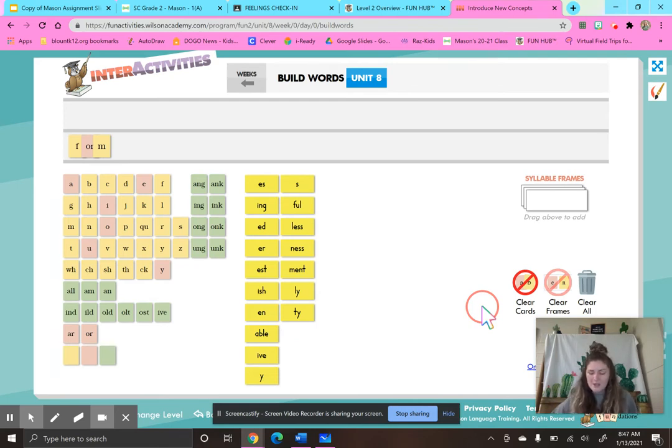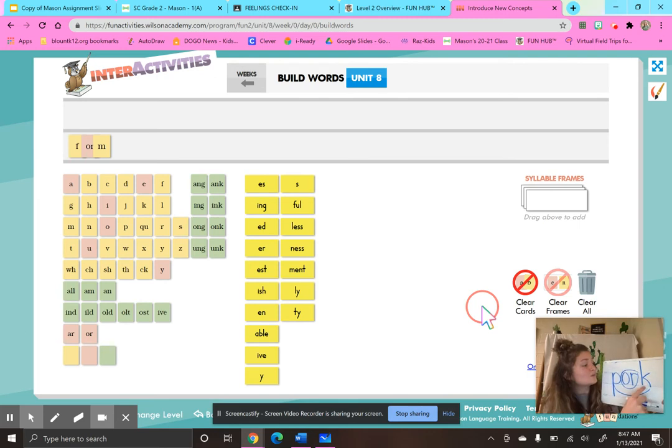And let's do one more. I want you to build the word pork. Pork. So or, pork. All right. And I'm going to mark up the syllable. So pork is one syllable and it has an R controlled vowel. All right. Show me pork in 3, 2, 1.